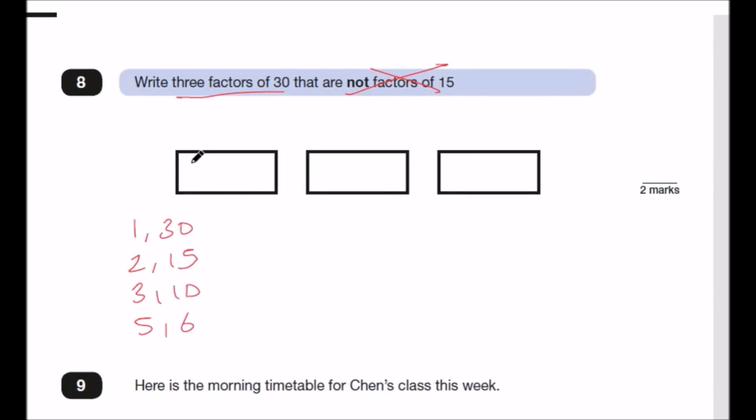Well, 30 clearly isn't a factor of 15. What else isn't a factor of 15? 1 is, yes. 2 is not a factor of 15. So that's 2 and 30. 15 is, and also 10 is not a factor of 15. And that's it. So make sure it's a nice 10.